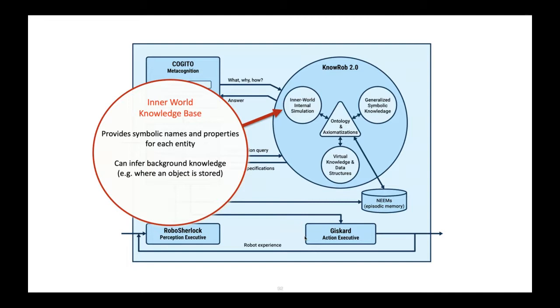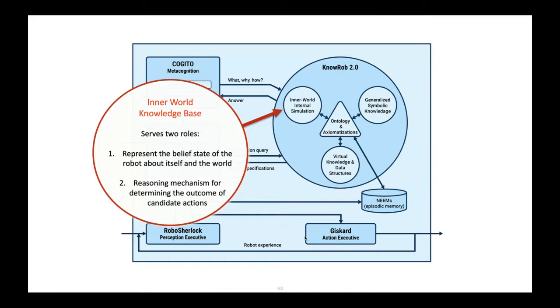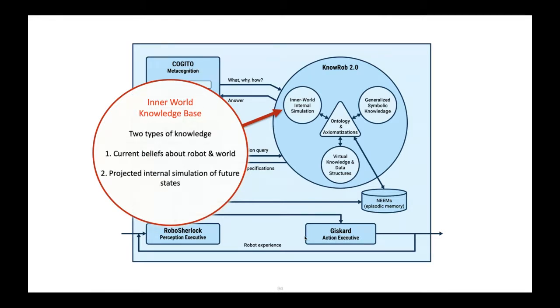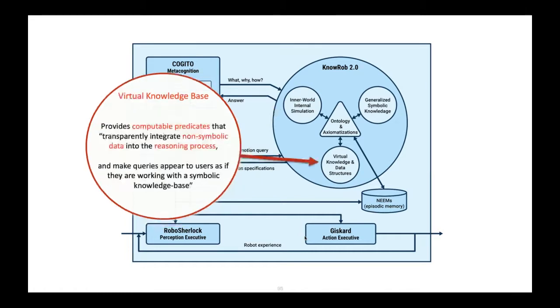It also provides symbolic names and properties for each entity, so you can infer background knowledge, like, for example, where an object is stored. So that milk is perishable, and you would look in a fridge to find it. So this internal knowledge base has these two roles. It's a way of reasoning about the outcome of a possible action, but it also is a way of representing a belief about the state of the world, that the milk is in the fridge, for example, or the spoon is in the drawer. So these two different types of knowledge is what's encapsulated in this part of NoRob. It's also a learning mechanism because you can be doing these simulations offline, and that gives rise to experiences, and they can then be stored in your NEMS episodic memory.